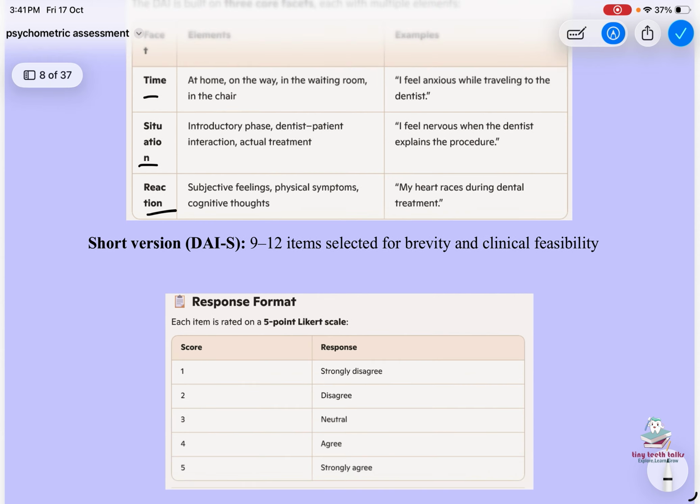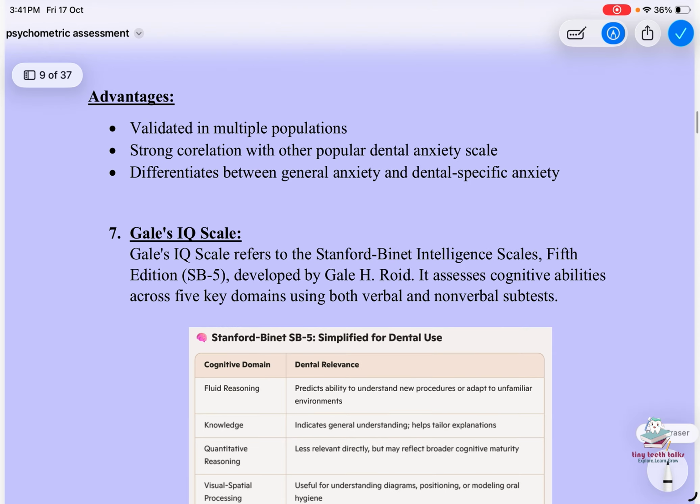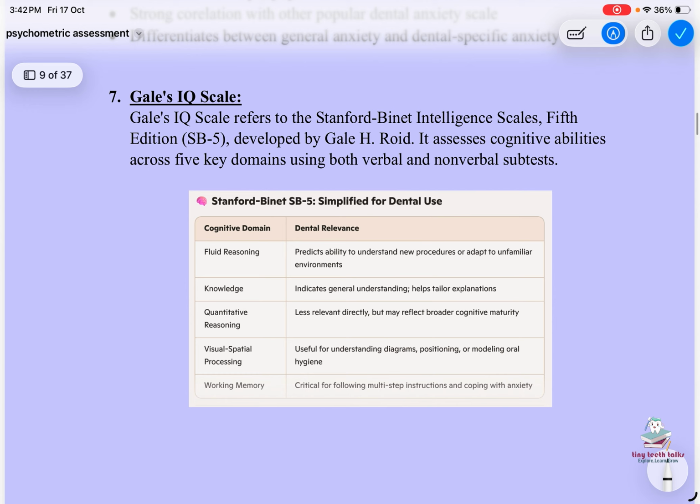They have a short version which includes 9 to 12 items selected for brevity and clinical feasibility. And these are the response format, and for interpretation, a higher score indicates greater anxiety. Subscale scores help identify specific triggers. Advantages are: validated in multiple populations, strong correlation with other popular dental anxiety scales, differentiates between general anxiety and dental-specific anxiety.